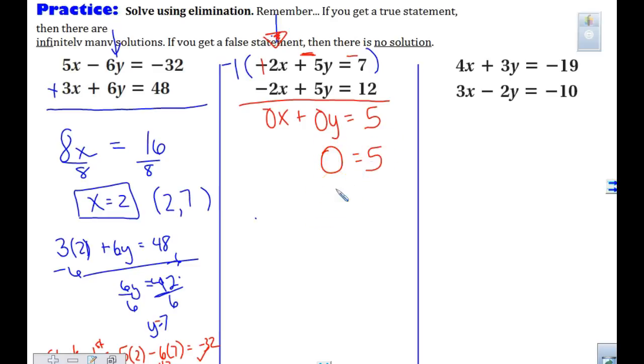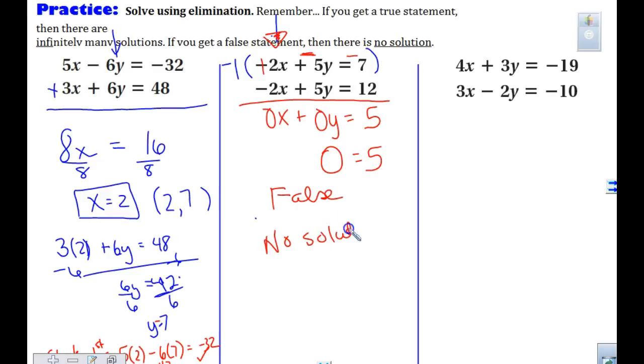What happens when we did substitution or earlier this year when 0 equals a number? False statement, right? Answer should be no solution. This is a false statement. If we have a false statement, our answer is that there are no solutions.